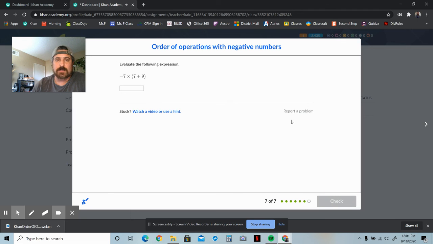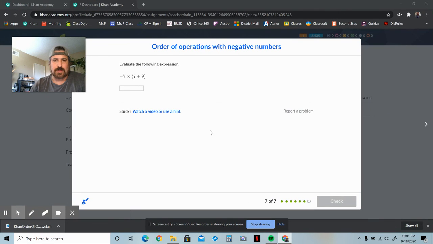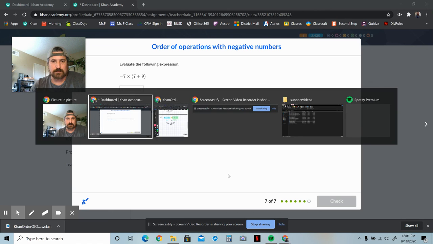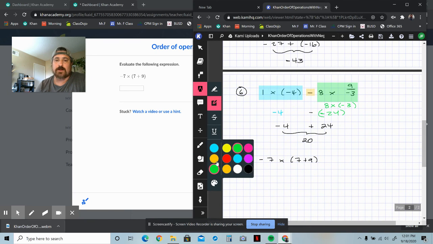And then last but not least, we've got this one. Now, I think at this point you guys are probably experts, but I just want to help you out a little bit. So I'm going to do this on the paper as well, just because I'm being consistent. It's pretty easy to do, but I'll do it on paper for you guys. So negative 7, and we're going to times that by 7 plus 9 in parentheses. There's no addition or subtraction outside of parentheses. So this whole thing is one big old term. So this is a one-term expression. It's all one term. So you're just going to use PEMDAS.